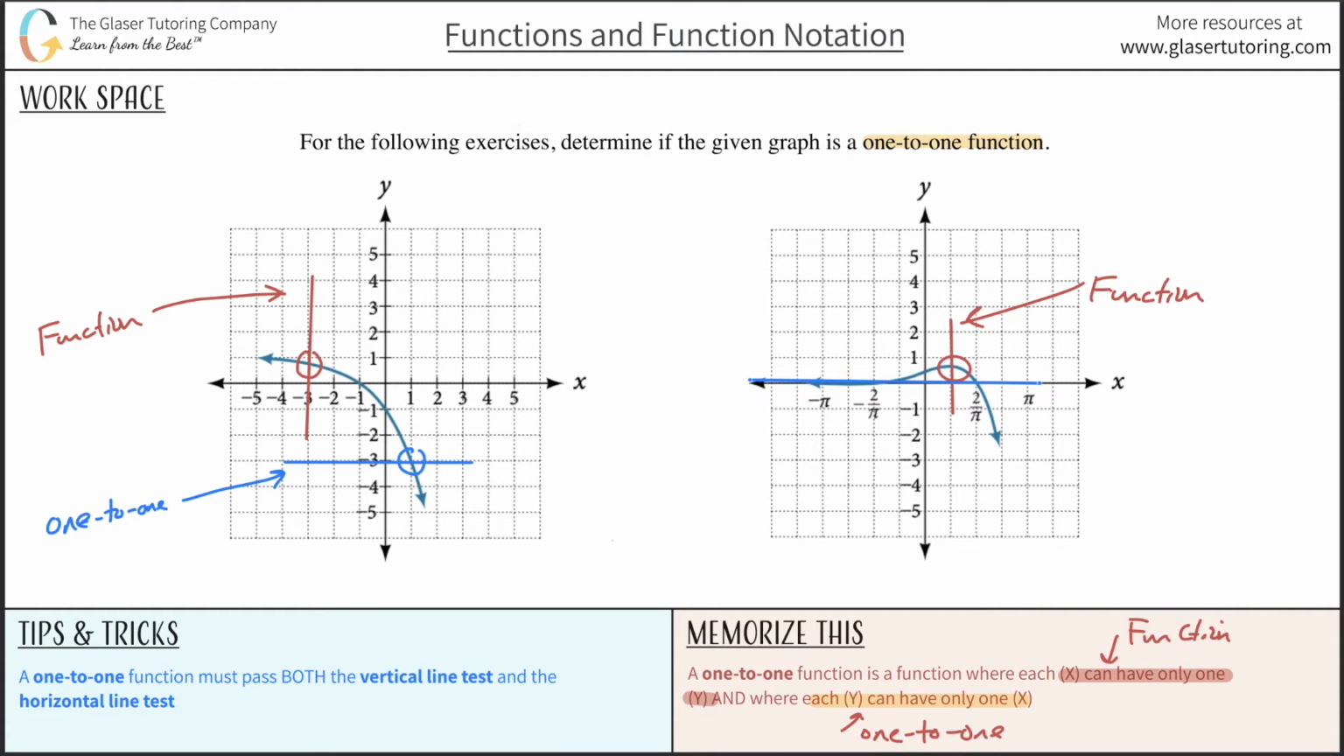Ooh, if I look closely at this, it looks like it intersects more than once. It looks like it intersects in a whole bunch of places, many locations over here, and a location over here. So since this horizontal line I drew intersects in more than one spot, it fails the horizontal line test. And therefore, it is not a one-to-one function. It's just a function. It's not a special one-to-one.